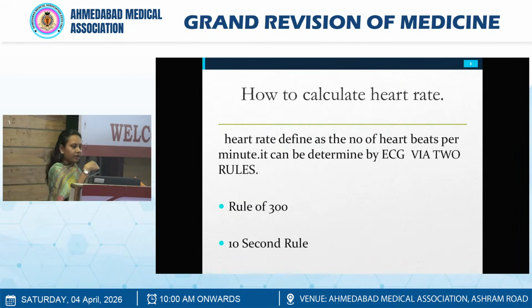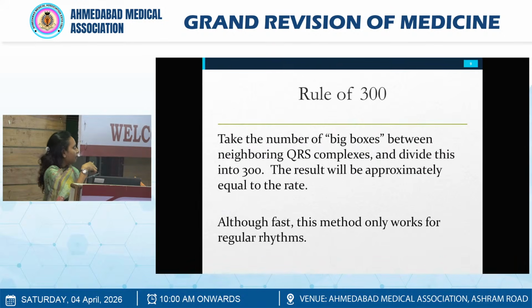Calculation of heart rate. If there is a sinus rhythm, we have a very easy formula to calculate, that is the rule of 300. Here you just have to calculate the number of big boxes between the two neighboring QRS complex and then divide 300 by the number of boxes between the two QRS complex. I have given you the ECG. Can anyone tell me the heart rate in that ECG?